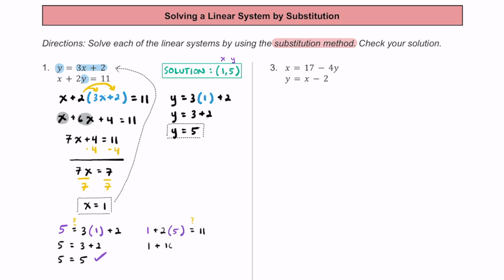So 1 plus 10, does that equal 11? Well, 1 plus 10 is 11, so 11 does equal 11. So we can see here that this does check out, so our solution must be true.